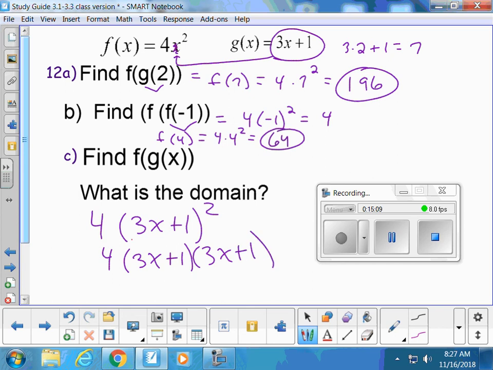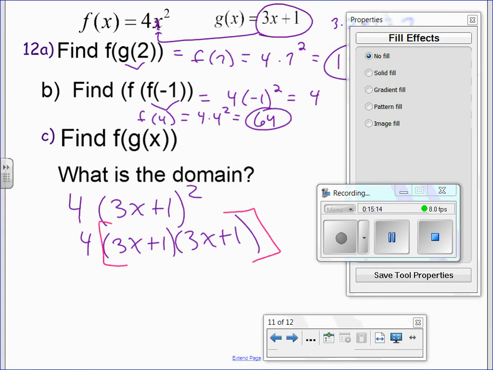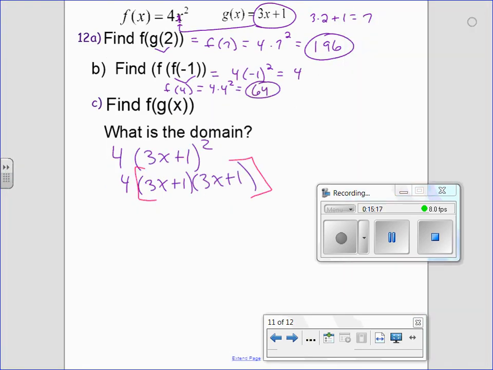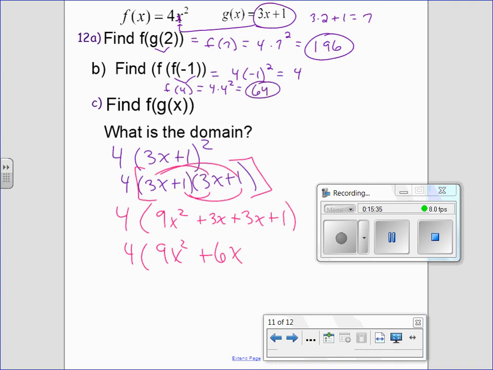Good. Let's get there. I like to start with these two probably and leave that 4 until last. We'll deal with that 4 later. So here goes my foiling. We'll have 9x squared. We'll have positive 3x. We'll have positive 3x. And we'll have 1. You still have that 4. Don't lose your puppy. You'll have 9x squared plus 6x plus 1, because these will combine. And then you can distribute your 4. So it'll be 36x squared plus 24x plus 4.